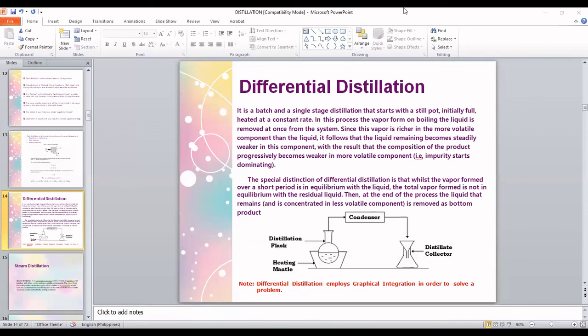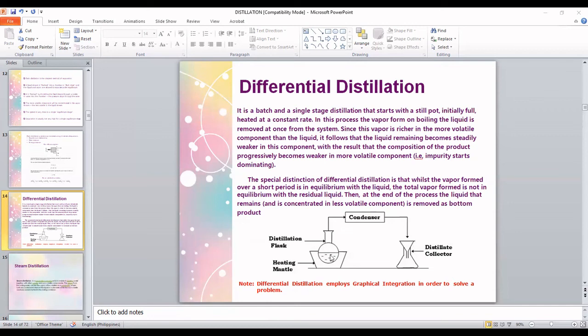The total vapor formed is not in equilibrium with the residual liquid. We mean by this that the residual liquid is the liquid that remains here in your flask. The vapor that has been collected here in your condenser, that is being collected in your distillate collector, is not, the total vapor is not in equilibrium with the residual liquid.